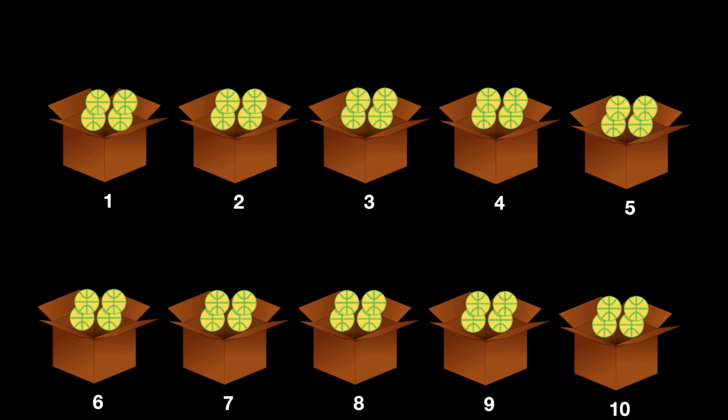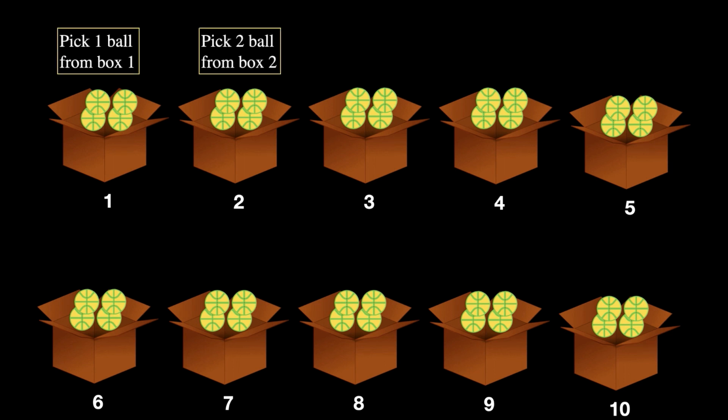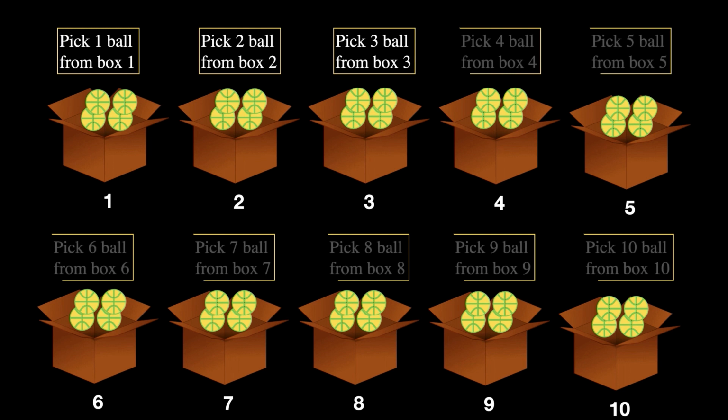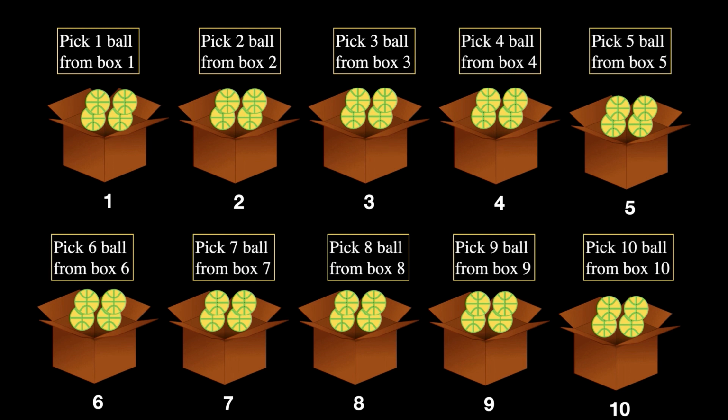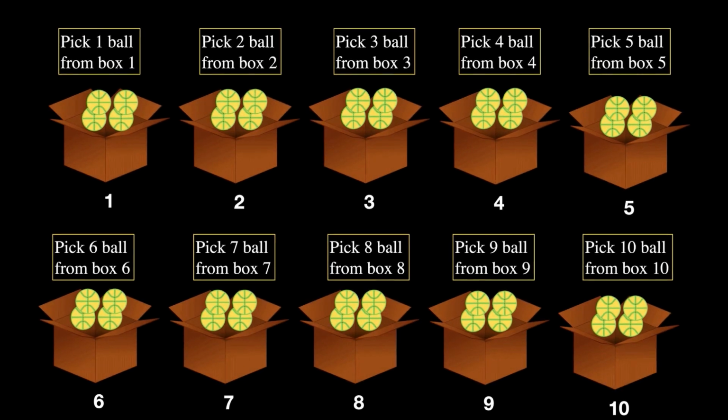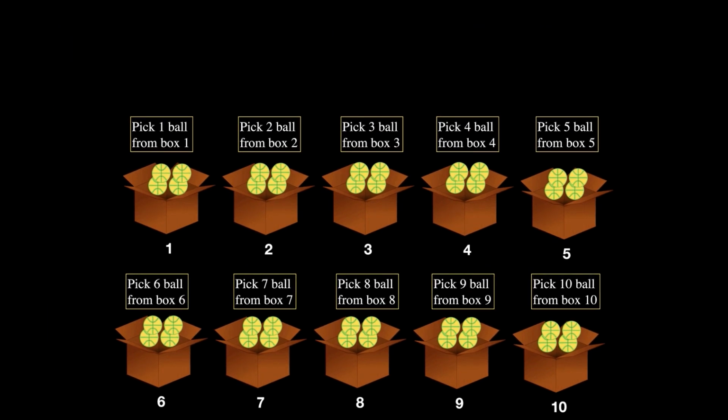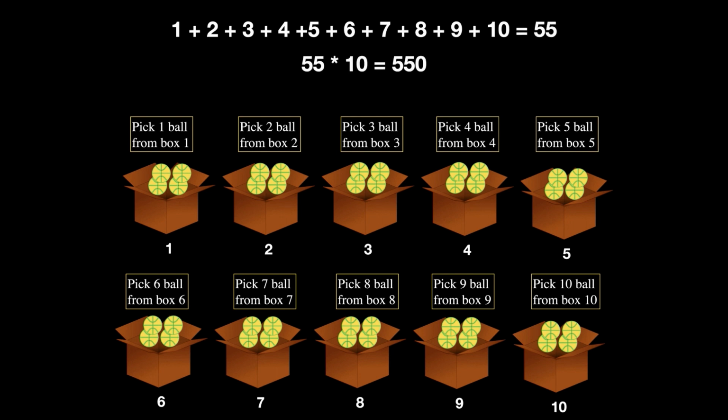The number of balls you pick from each box is equal to the box number. For example, pick 1 ball from box 1, 2 balls from box 2, 3 balls from box 3, and so on, and finally 10 balls from box 10. In total, you will have 55 balls. If all of the boxes have good balls, then the total weight of these balls would be 1 plus 2 plus 3 and so on till 10, times 10, which is equal to 550 grams. This is because each ball weighs 10 grams.